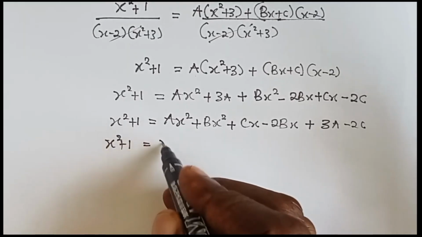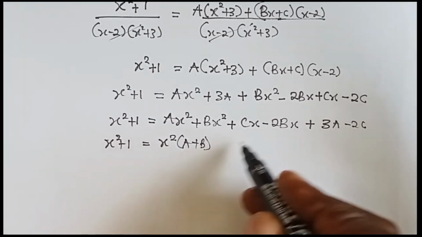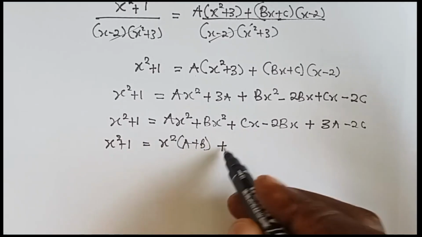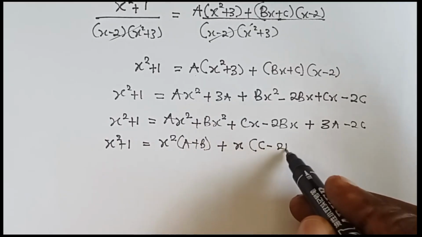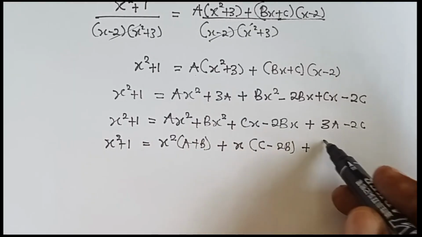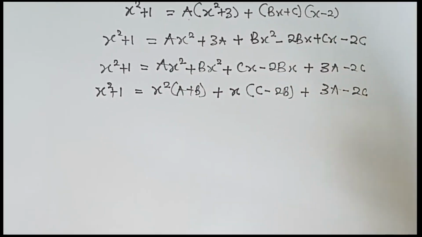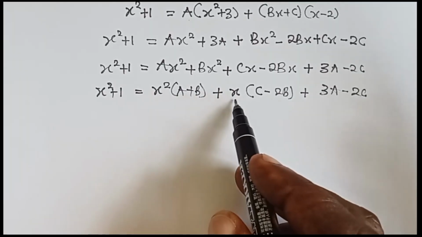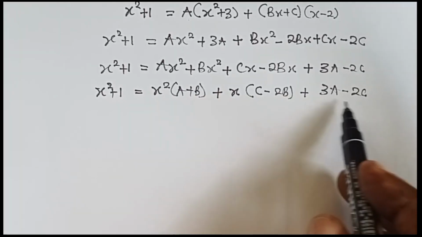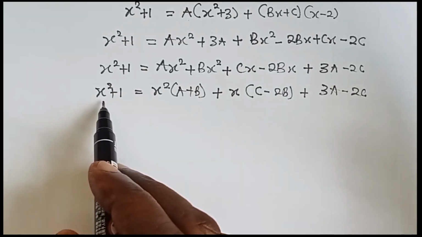Alright, so now let's factorize it. What's the common term here? x squared. Then we have a plus b for this. And for this, what's the common term? The common factor is x. Then we have c minus 2b plus, then we put this together, 3a minus 2c. Alright, from there we can see that we have x squared, we have x, and we have this to be constant.